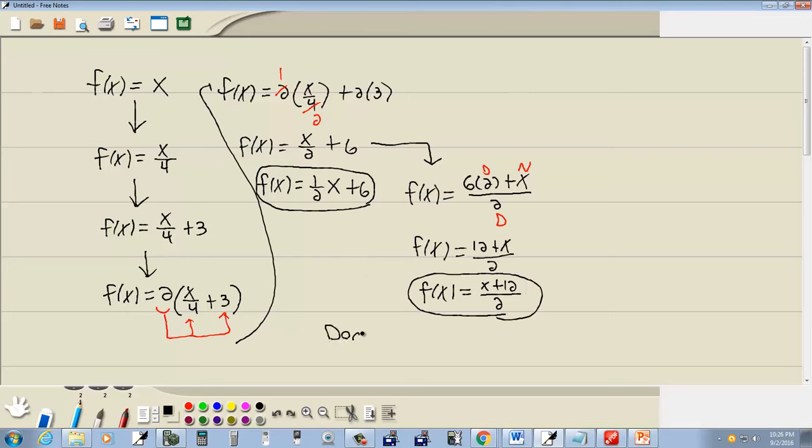Okay, now our domain. Our domain is all real numbers except for ones that cause the denominator to equal 0. Well, neither one of these forms has x in the denominator, so we don't need to worry about that. Or ones that cause a negative number inside of a radical with an even index. And we don't have a radical with an even index, so by default our domain is all real numbers, written as negative infinity to positive infinity.